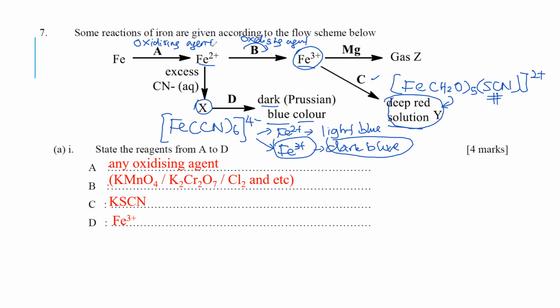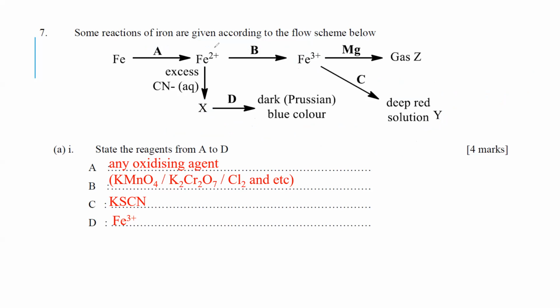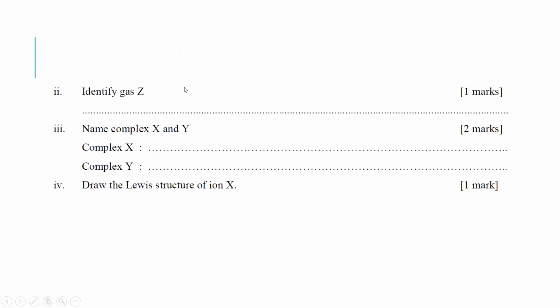Okay, it can be quite challenging. So that is for question number 7A. So immediately let's have a look at 7B. Identify gas Z in here. Gas Z in here is actually the result of the hydrolysis of [Fe(H2O)6]3+.